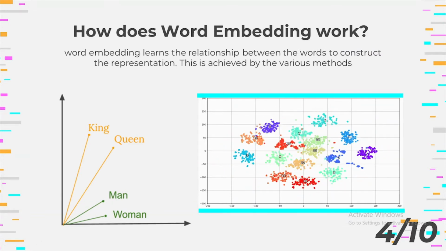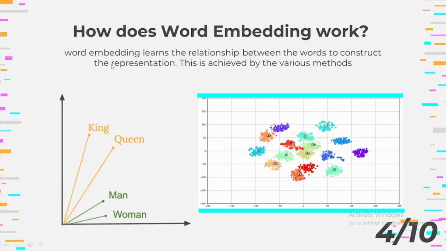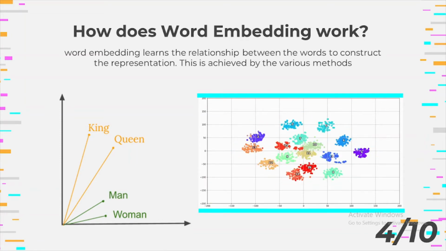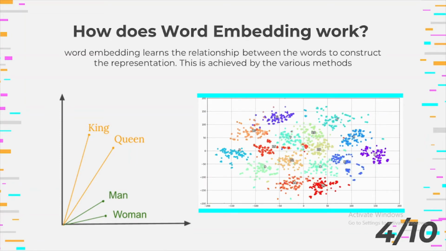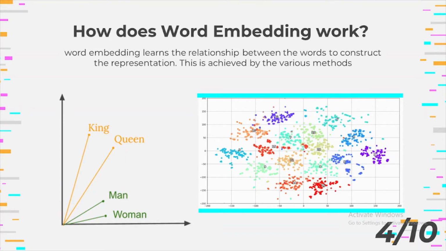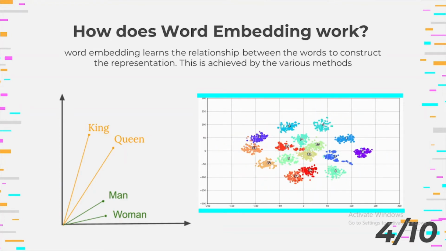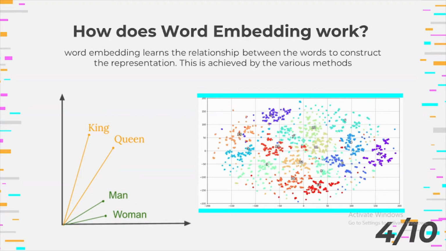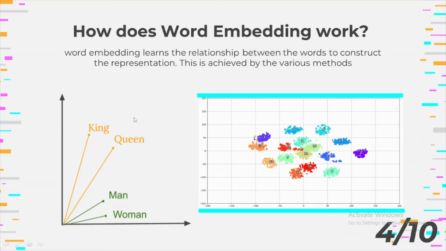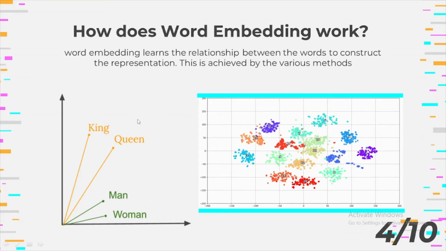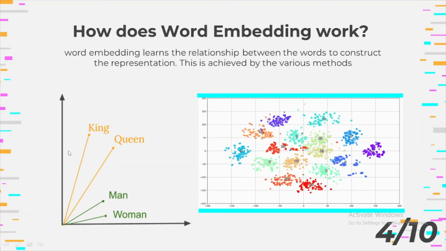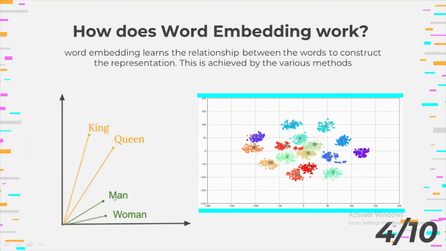How does word embedding work? Word embedding learns the relationship between the words to construct the representation. This is achieved by various methods. They also approximate meaning. So how does that work? Well, it is based on the distributional hypothesis and semantics, which is the idea that words that are more similar to each other are going to be used together more often.